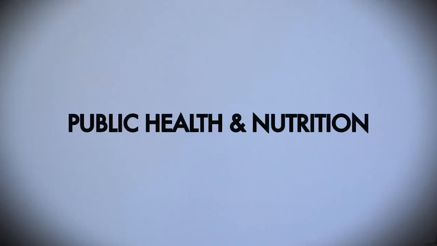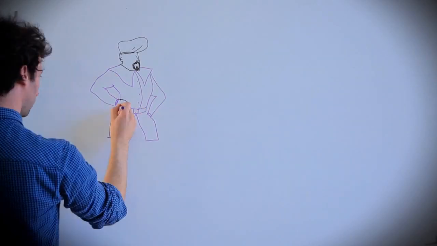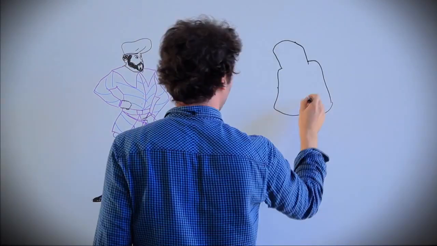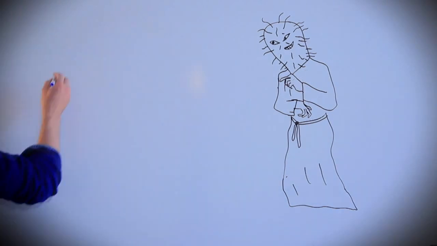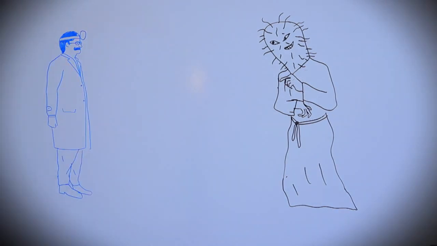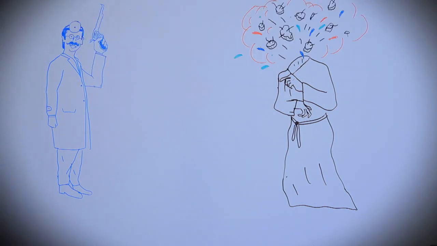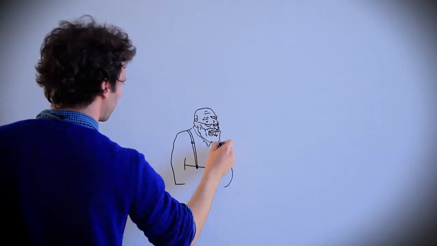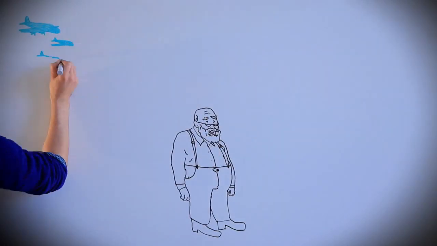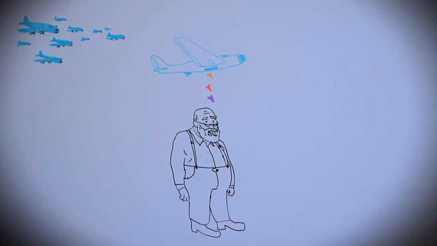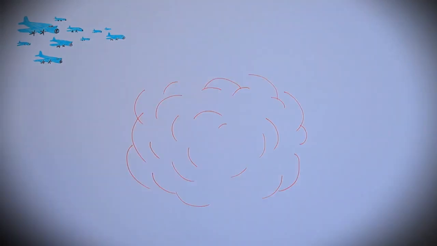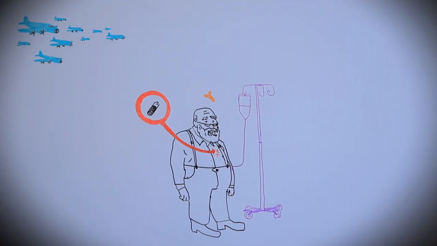Public health and nutrition. Until the middle of the 20th century, the major cause of death was infectious disease. With the progress of medicine, infectious diseases are now almost eradicated in developed countries. Longer lifespans and an aging population have seen the emergence of chronic and degenerative diseases such as diabetes, cardiovascular disease, and osteoporosis.